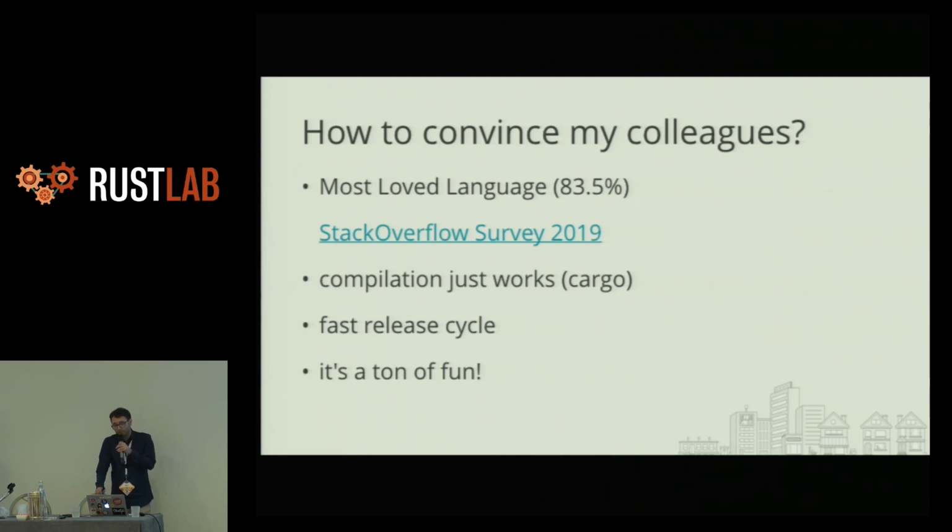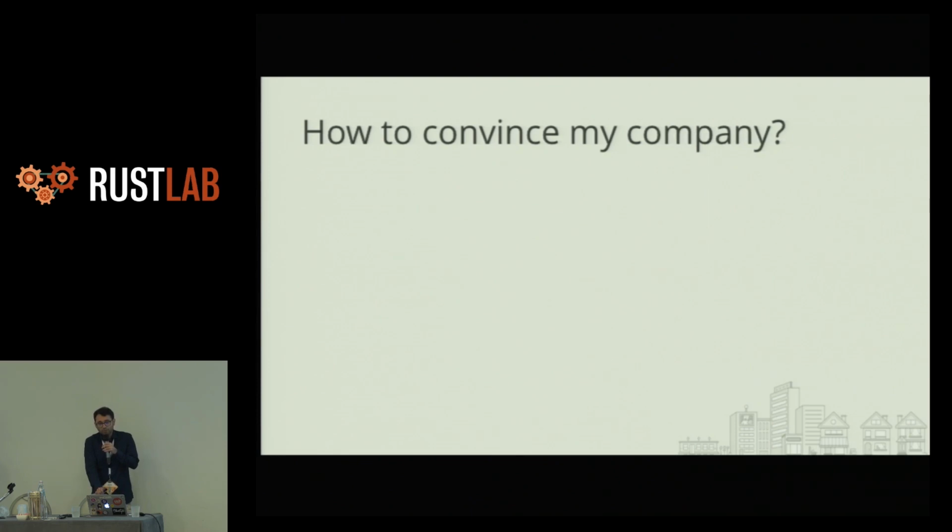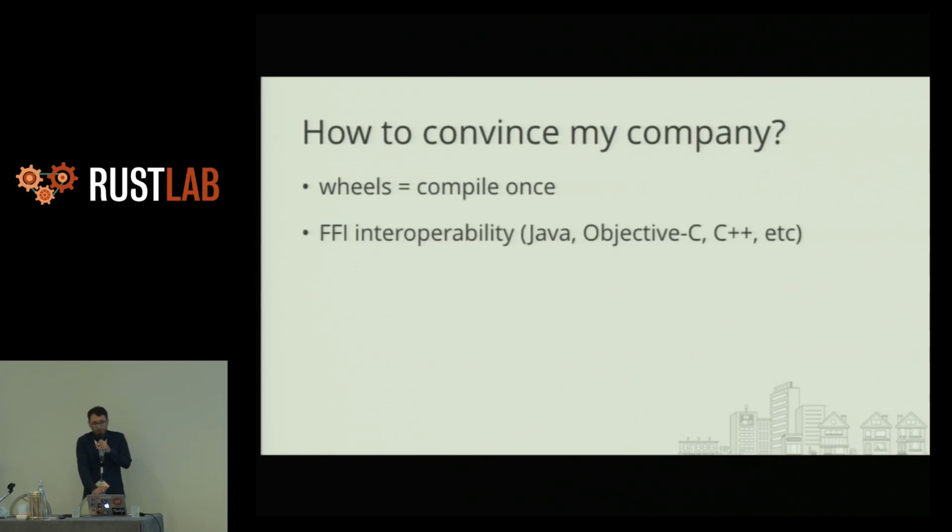Second question, which is probably the most important, how to convince my company. You know, they kind of pay the bills. So first of all, if you're working with Python, wheels, compile once, install everywhere. Well, kinda, better architecture. But you can create the compiled object, let's call it that way, it's a wheel, in Docker, and then install it somewhere else without needing the Rust toolchain in your production environment. That's pretty sweet.